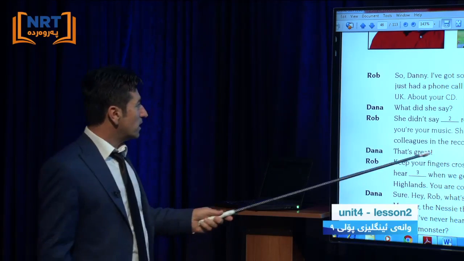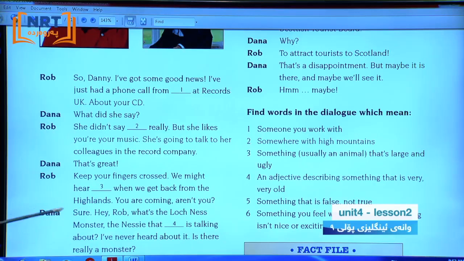Here we might hear something, this is a possibility, when we get back from the Highlands. Highlands, we said, is up somewhere with high mountains. You are coming, aren't you? Sure. Hey Rob, what is the Loch Ness? We talked about Loch Ness in the fact file. We said it's just a fake, a plastic model of that picture. It is not real. Yes, Loch Ness monster, the Nessie that everyone is talking about. Everyone means everyone.